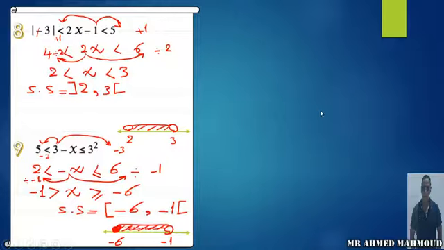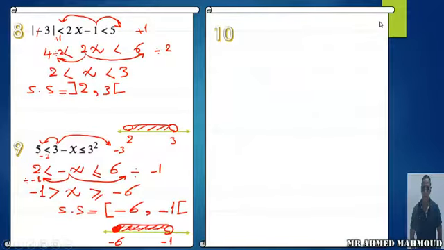Okay, the next example, number 10. 7x minus 12 greater than or equal to 5x minus 8. In this case, I need to send 5x from here to here. We have two ways, but the easier way is to subtract 5x from both sides. Why? Because 5x minus 5x equals 0.